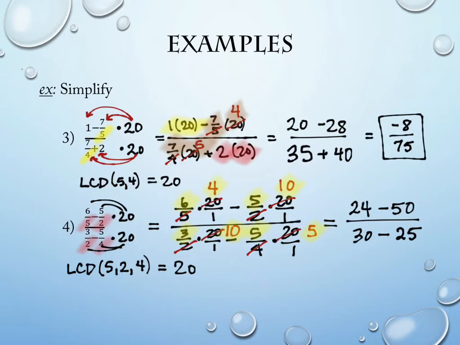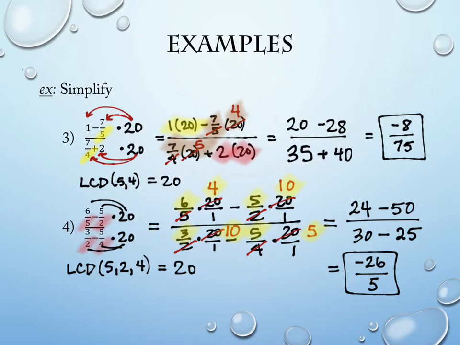Fabulous. All right, what is 24 minus 50? It is. Good job. Negative 26. 30 minus 25? 5. 26 and 5 don't have any factors in common. I know it's top heavy. That's okay. There's nothing wrong with that. We've talked about that before, but just as a reminder. So this is negative 26 over 5. All simplified down.